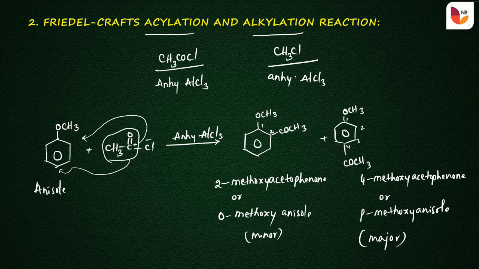That is, when anisole reacts with acetyl chloride in the presence of anhydrous aluminum chloride, which acts as a catalyst, or is also called a Lewis acid, the mixture of 2-methoxy acetophenone and 4-methoxy acetophenone is obtained. This reaction is called the Friedel-Crafts acylation reaction. And let us see the alkylation reaction.